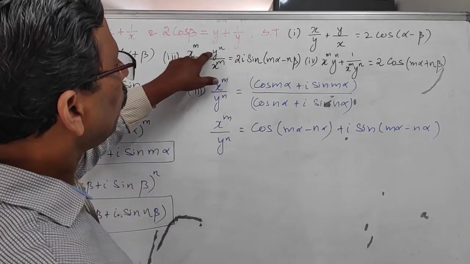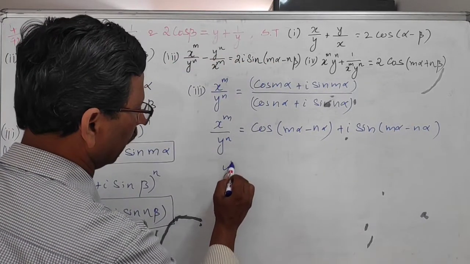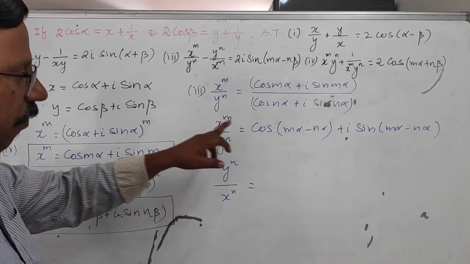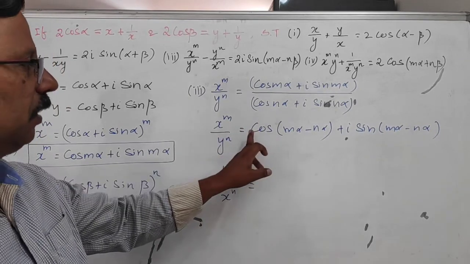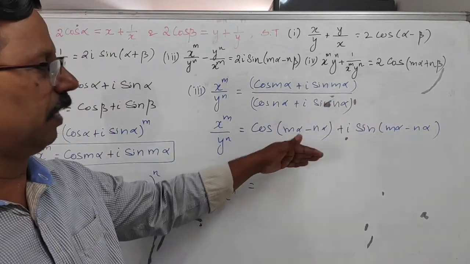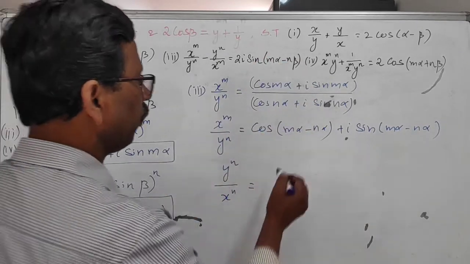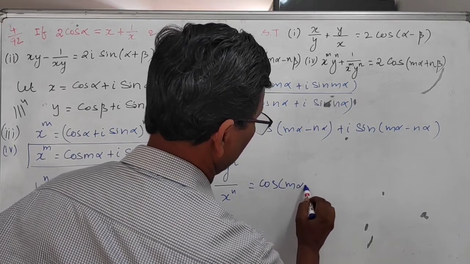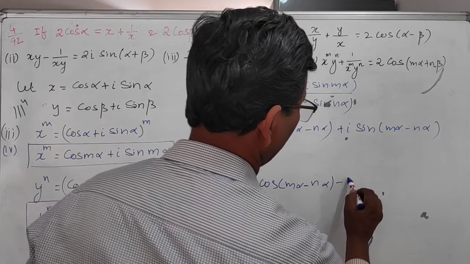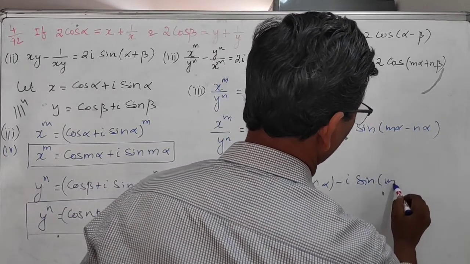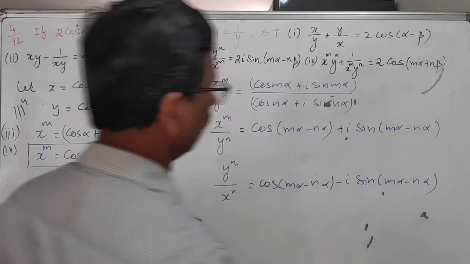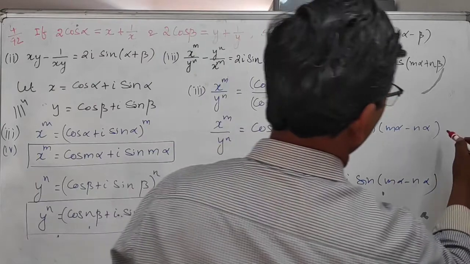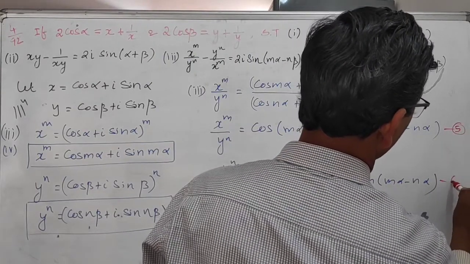Next one is y power n by x power m. This is nothing but the reciprocal. If it's a reciprocal, look at this one, its modulus is equal to 1. Therefore, we can simply write it as the conjugate. Therefore, we can write cos of m alpha minus n beta minus i sin of m alpha minus n beta. After this, you can take this as result number 5 and this as result number 6.